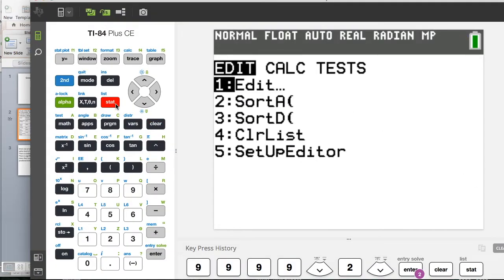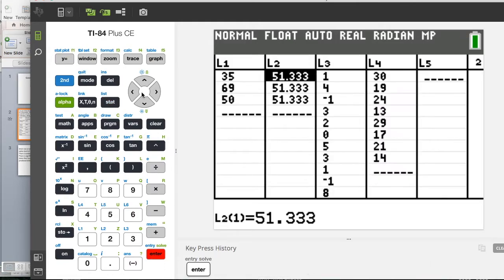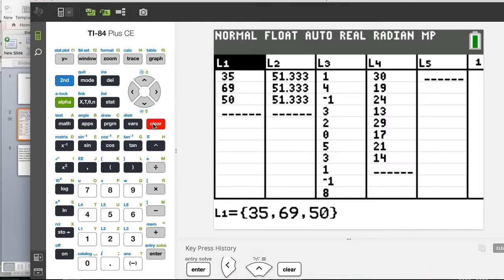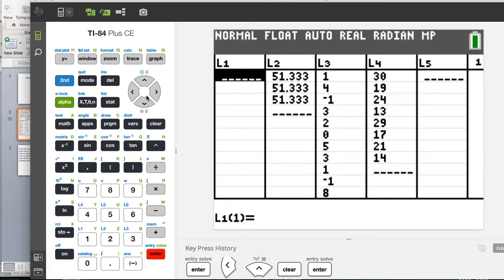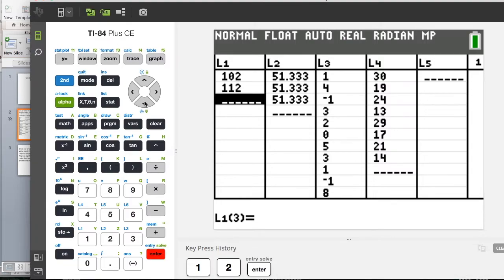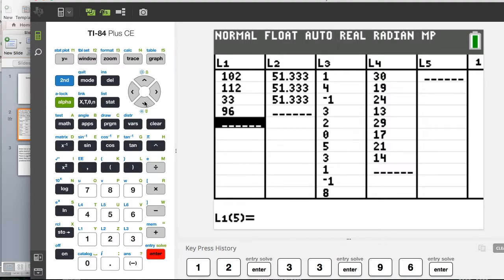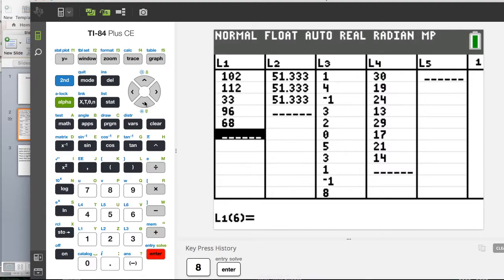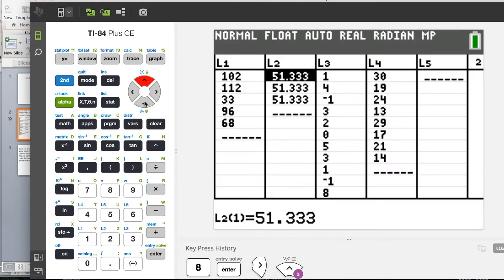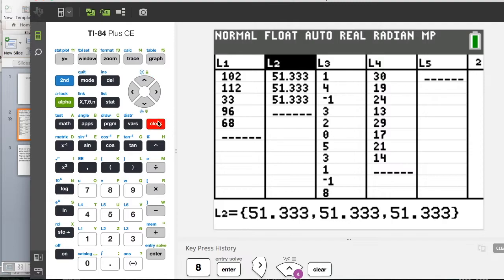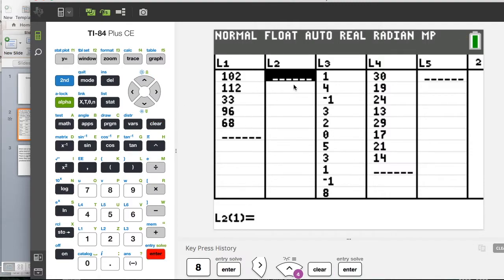I'm going to go to Stat, Edit. I still have my list in from our last example, so real quick, I'm going to clear out the list. I'm going to plug in my observed values: 102, 112, 33, 96, and 68. So there's my observed values. For the expected values, again, I'm going to clear this out. And now, the calculator is going to do this work for us.